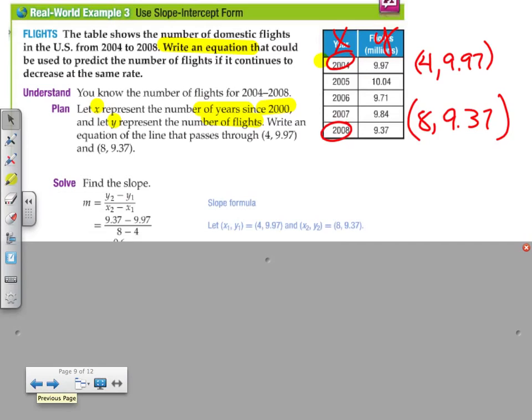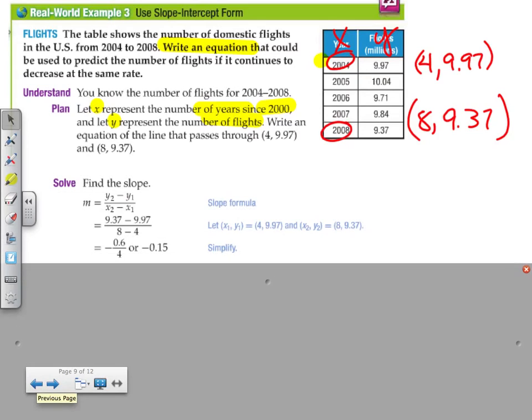Okay, so the first thing we're going to do, we have 2 points, right, guys? So the first thing we're going to do is find the slope. M equals y sub 2 minus y sub 1, over x sub 2 minus x sub 1. So our y values are 9.37 and 9.97. And we're going to subtract those and put that over the years. 08, take away 04. And we find out that the slope is negative 0.15. So now we have the slope. We had 2 points, now we have the slope.